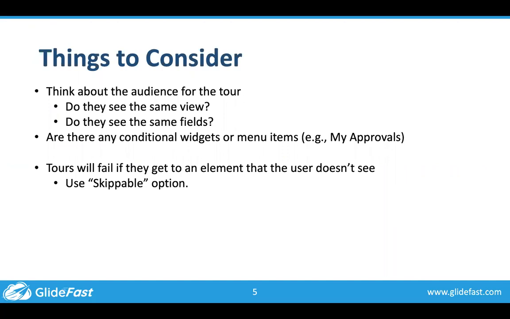And this is very important because tours will fail if a user gets to an element within their tour that they're not able to see. In the tour configuration, there is an option called skippable, which will basically ignore the fact that that element is not available and will skip on and allow the user to continue on.